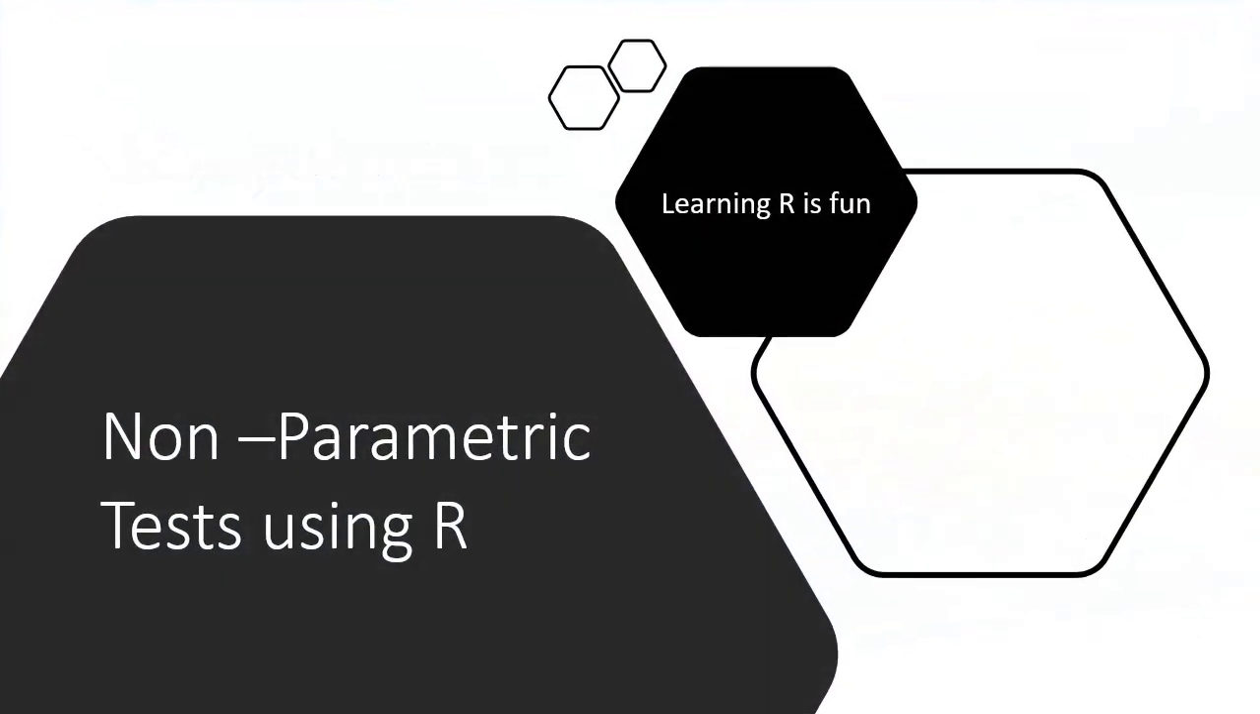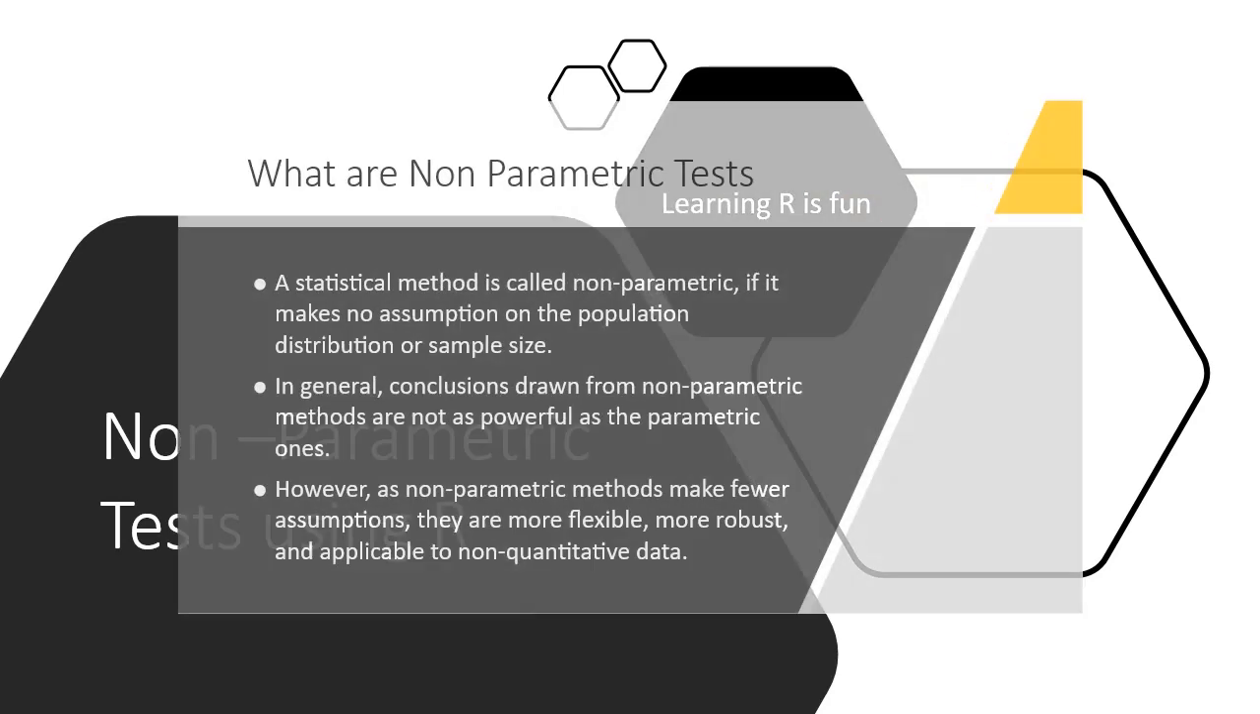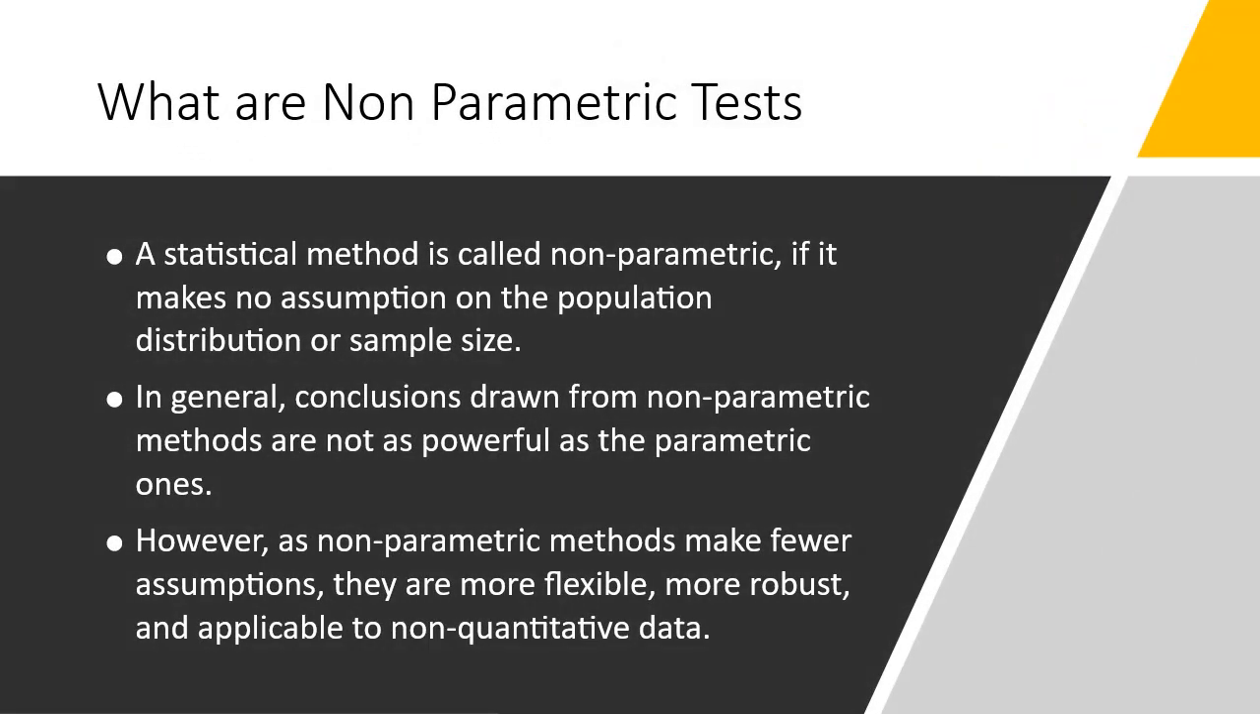In our last video, we have seen some parametric tests, especially t-tests for one sample and two sample. We also saw how the t-statistic can be used. This video will be covering non-parametric tests. As we know, non-parametric tests do not make any assumption on the population or its sample size. In general, the conclusions from these non-parametric methods are not as powerful as parametric ones.